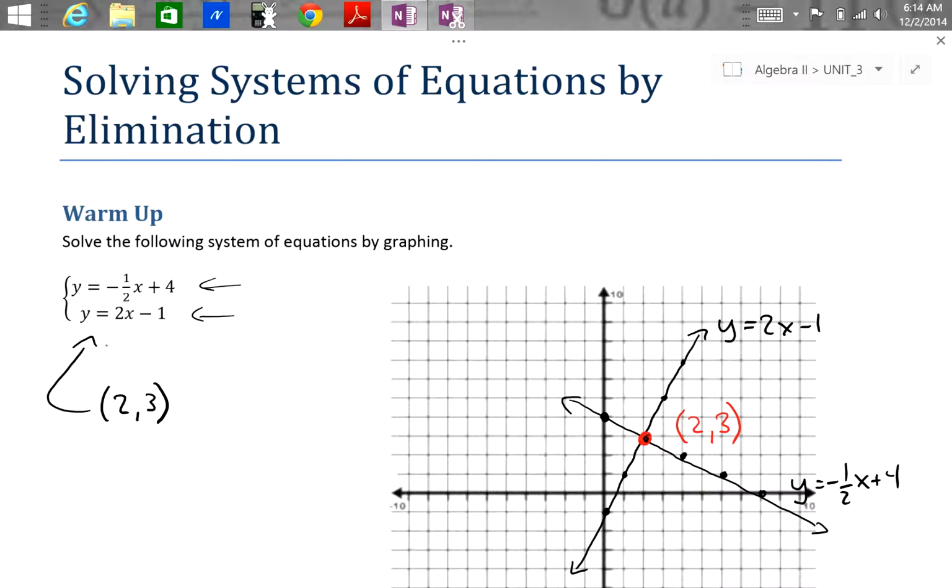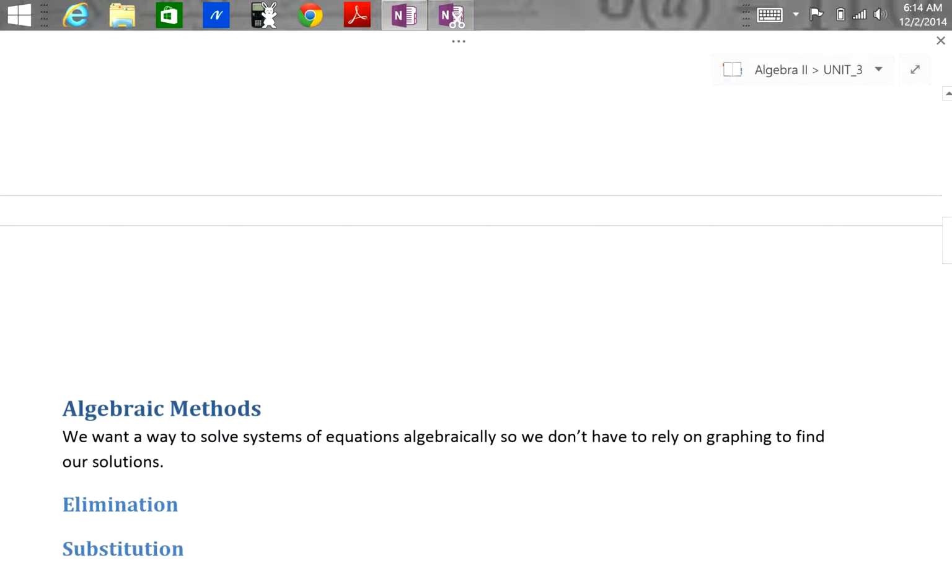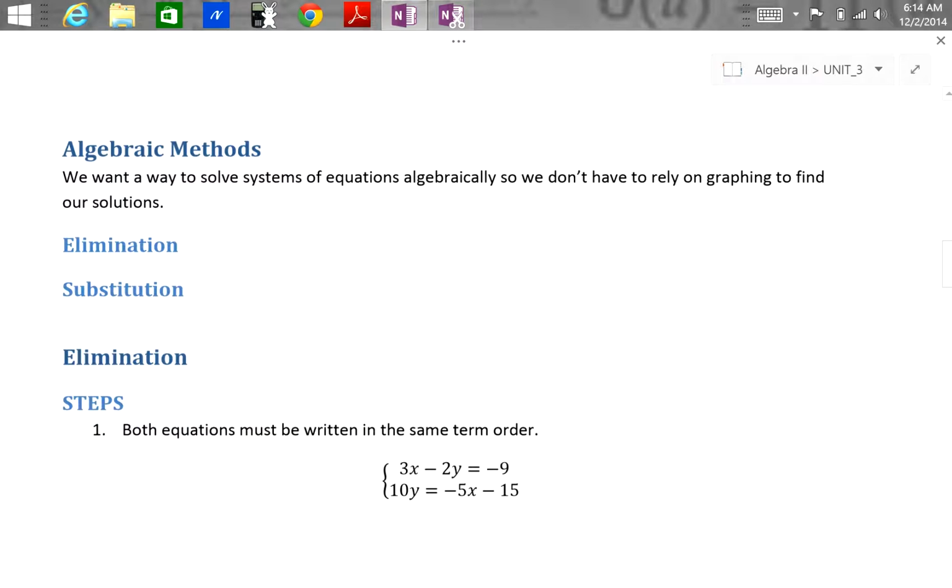However, we don't want to have to continue to rely on our ability to graph systems of equations in order to figure out the solution. We want to be able to do this algebraically. With systems of linear equations, there are two algebraic methods that are helpful to us. We want a way to solve systems of equations algebraically so we don't have to rely on graphing to find our solutions.